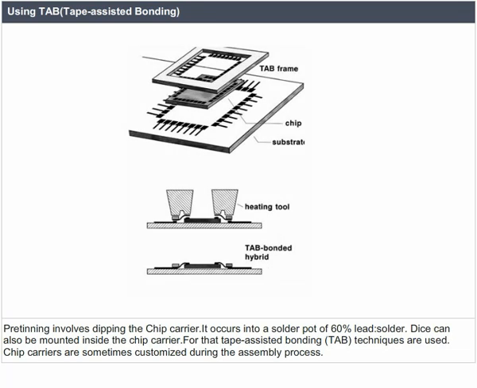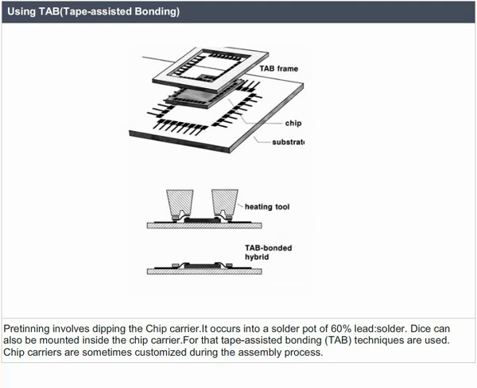Pre-tinning involves dipping the chip carrier into a solder pot of 60% lead solder. Dies can also be mounted inside the chip carrier. For that, tape-assisted bonding (TAB) techniques are used.